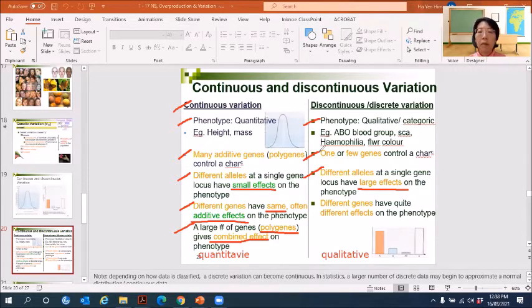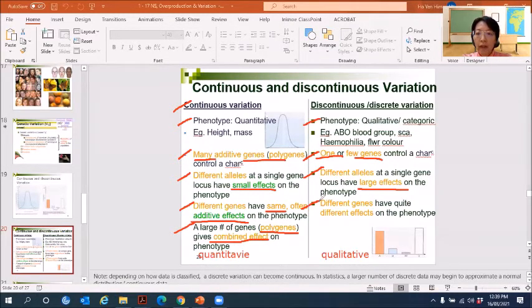Like ABO blood group, we're talking about isohemagglutinogen, right? So the gene that codes for isohemagglutinogen, this particular gene has got a few different kinds of alleles, right? Versus this one here, you got many genes, whereas this one only got one gene. So when you study this one, you have to study with understanding.